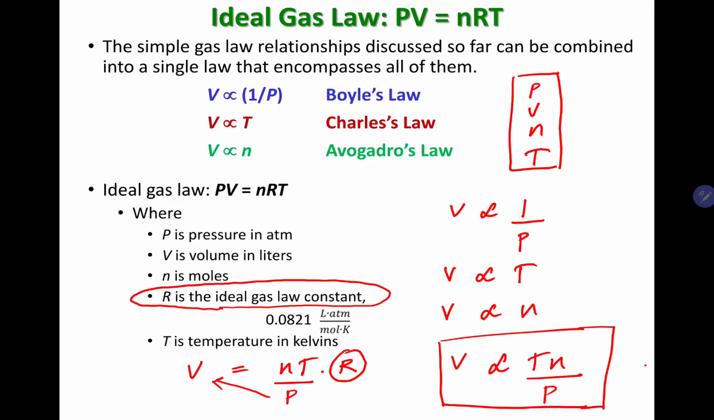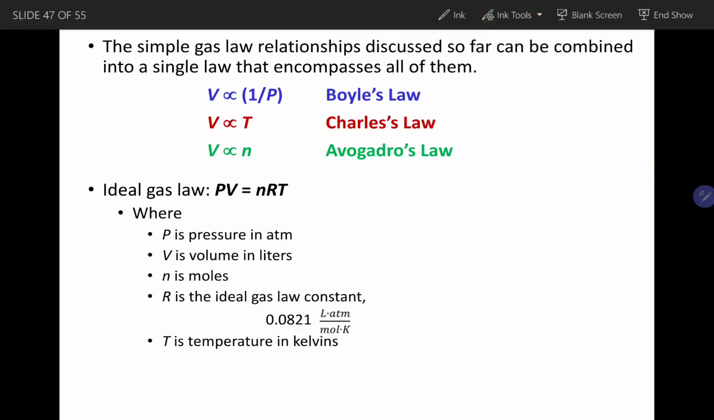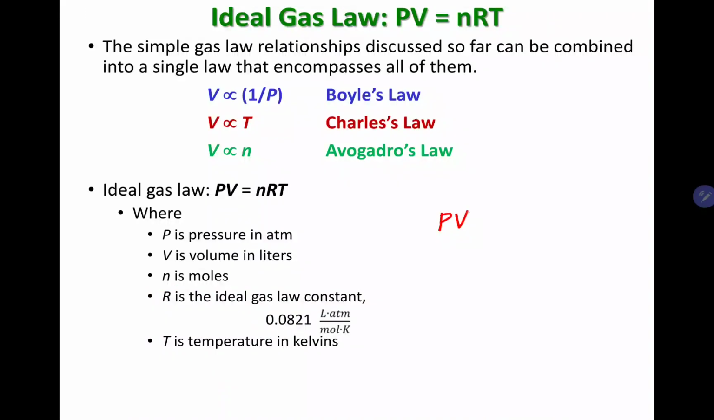So the ideal gas law is commonly written as PV equals nRT. Once again, you already know the terms associated with the ideal gas law. P stands for pressure, V stands for volume, n stands for the moles of gas, T stands for temperature in Kelvin, and R is the ideal gas law constant. I want you to remember this equation. It is very important that you remember this equation.